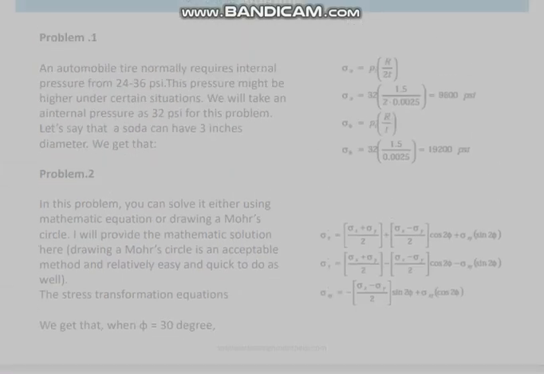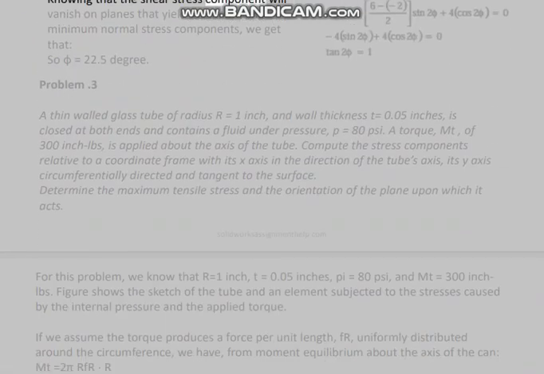Solutions. Knowing that the shear stress component will vanish on planes that yield maximum and minimum normal stress components, we get that phi equals 22.5 degrees.